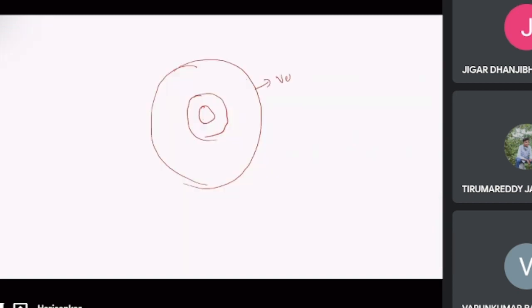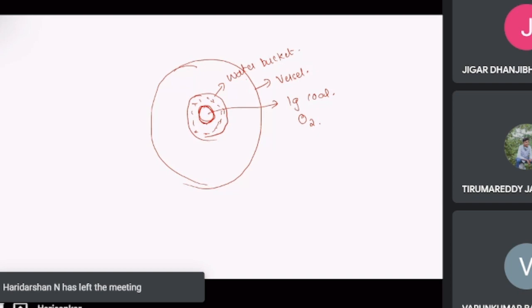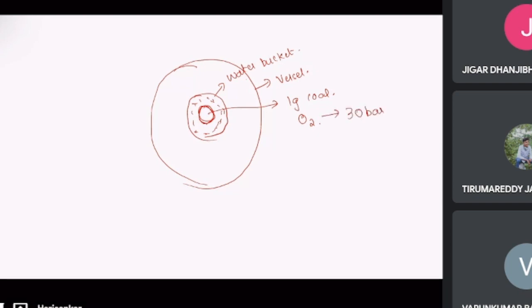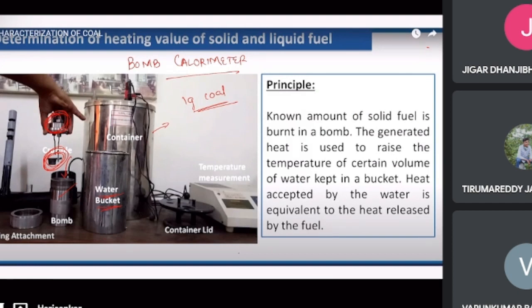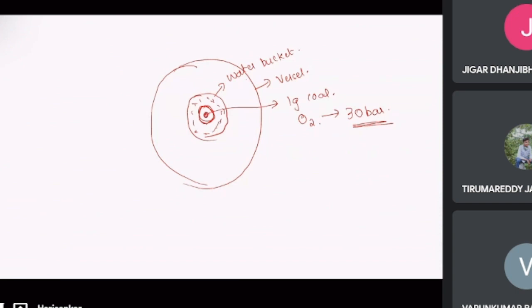You will provide oxygen as well inside this bomb. So you have the outer vessel here. This is the water tank or water bucket, and you will be filling this water bucket with water, and then you will be inserting this bomb, which contains your 1 gram of coal as well as oxygen. Usually, the procedure that we follow is that we pressurize this oxygen up to 30 bars inside this bomb, and then we immerse this bomb inside this water bucket. As I said, this will have electric connections from the top, and when we start the process, a huge amount of electricity will be passed through this bomb, and because of that electricity, your coal will immediately get combusted.